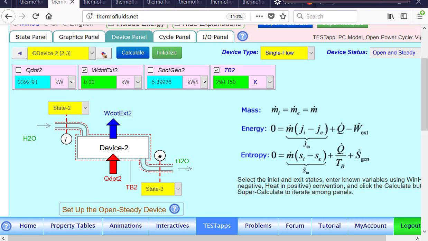We go to device 3, and device 3 is our turbine. As you can see, it operates between 3 and 4. It's the high pressure turbine, so work is found, heat transfer is 0. Device 4 is the reheater, so it operates between 4 and 5. There's no work transfer, and the heat transfer of reheat is found. So the heat added in the cycle is the heat added in the boiler and in the reheater.